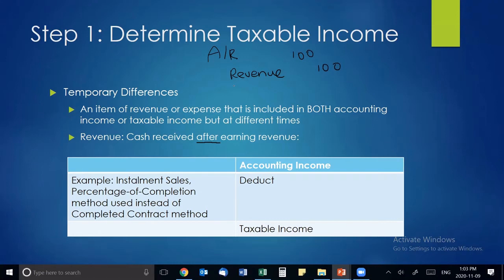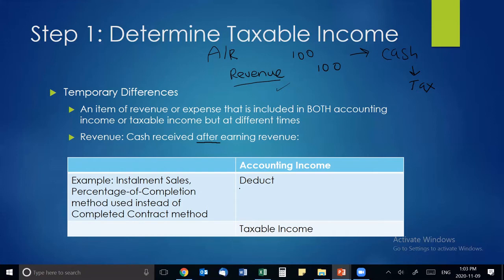So this is recorded in revenue for accounting purposes, but for tax purposes, you're not allowed to record the income for this or the revenue for this until you've received the cash. So once you receive the cash, then you can record this for tax purposes, right? So right now we have too much money in our accounting income because we've recorded this $100, but for tax purposes, we can't record it until we get the cash. So maybe we'll be getting the cash next year. So in that case, we will be able to record it for tax purposes.